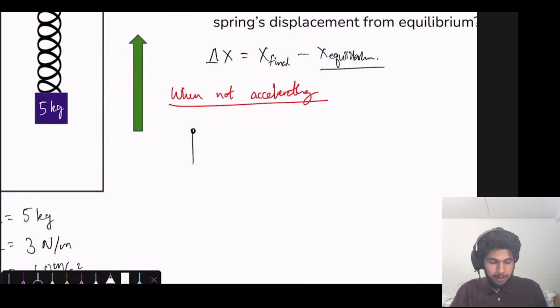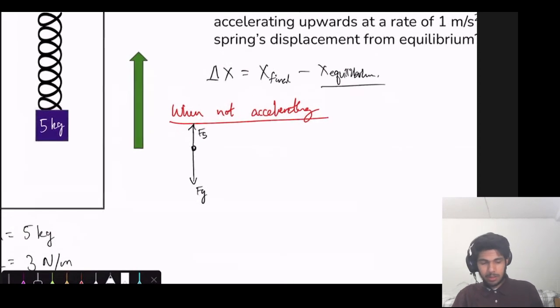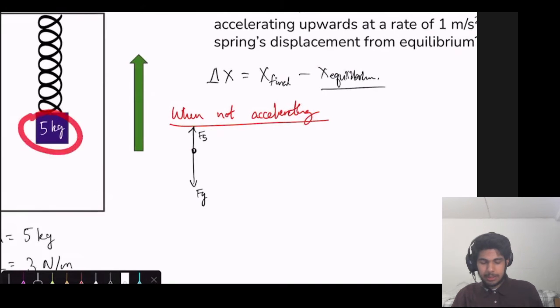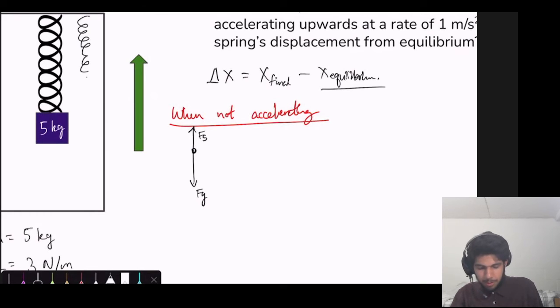Well, we have Fg pointing downwards, and we have some spring force pulling it upward, or trying to pull it upward. The block causes the spring to change from its equilibrium position. Perhaps the spring without the mass looks something like this, but now we've pulled it down due to the mass of this block. So there's that spring force trying to pull it back upwards, and there's no acceleration, right? We said it's not accelerating.